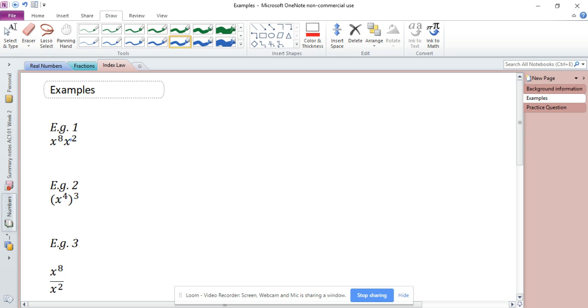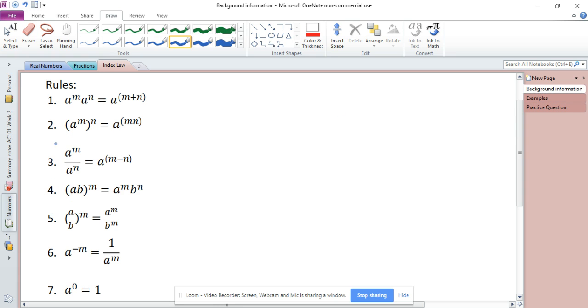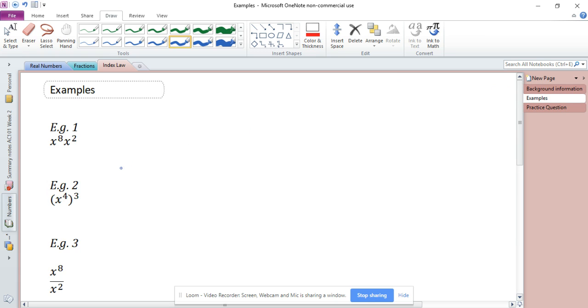The first example here is x power of 8 times x power of 2. So what is that equal to? We apply the first rule here. a power of m times a power of n is equal to a power of m plus n. So you just add the power, that's it. When the base is the same, which is x, you just need to add the power. It becomes x power of 10. Done.